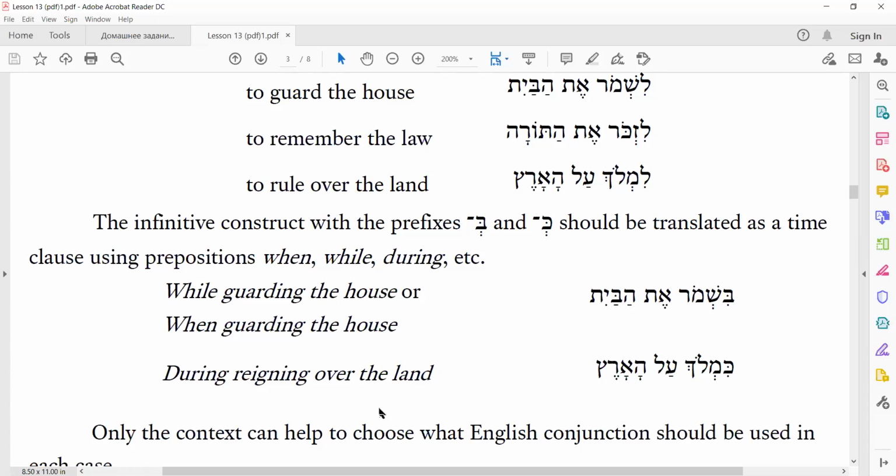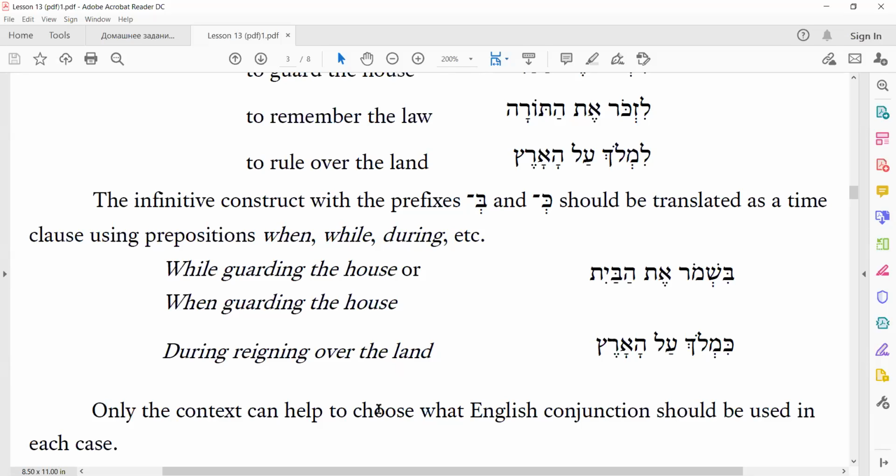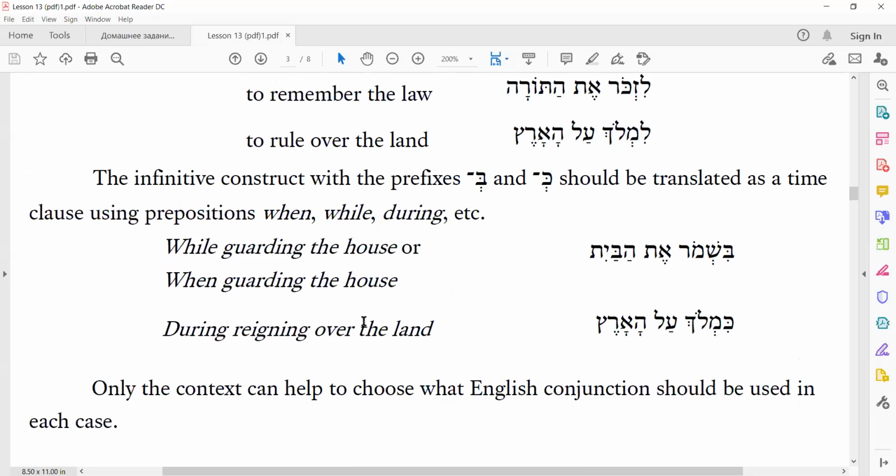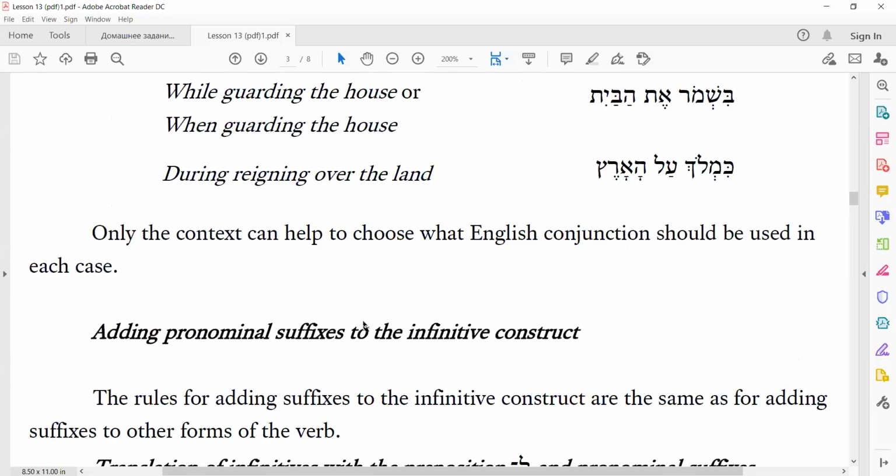And do you see that in this case, infinitive construct is better to be translated as a kind of gerund in English. So guarding, while guarding the house, something like this. Or kimloch al haaretz, during reigning over the land. Yes, and which conjunction, when, while, during, it depends just on a context. So is it clear so far? Yes, okay, let's go further.